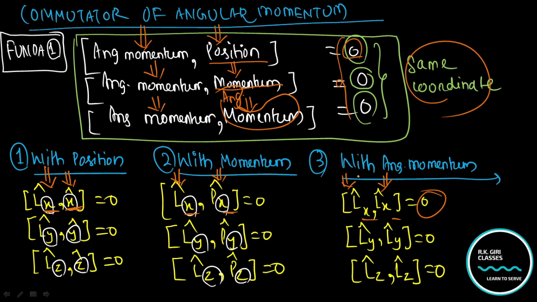That means angular momentum with angular momentum commutes, angular momentum with momentum commutes, and angular momentum with position commutes when they have the same coordinate. This is the shortcut trick, because to know the various derivations you would need to focus on many different books. But in this video lecture and in GIRI classes, we focus on how to solve the numericals in a very short and tricky way, including some important fundamentals and conceptual theories.